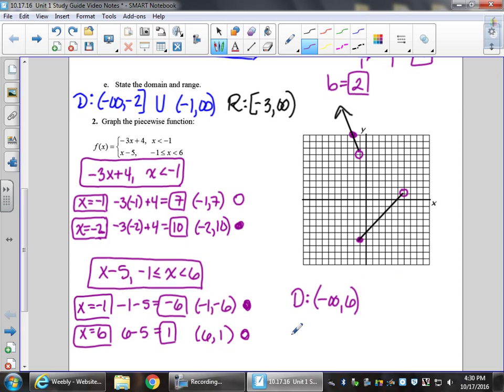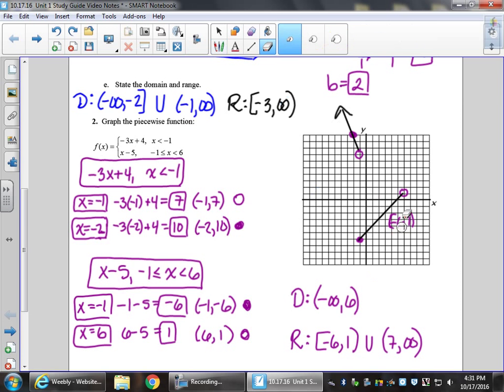The range, we definitely have a gap, right? Because the range for this piece is -6 to 1. Remember, we're looking at y values right now. Union, and I go up, this is 7 to infinity. Any questions on the domain and range of this graph? Let me know tomorrow.